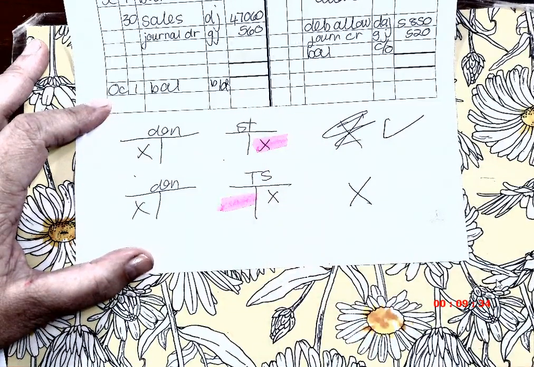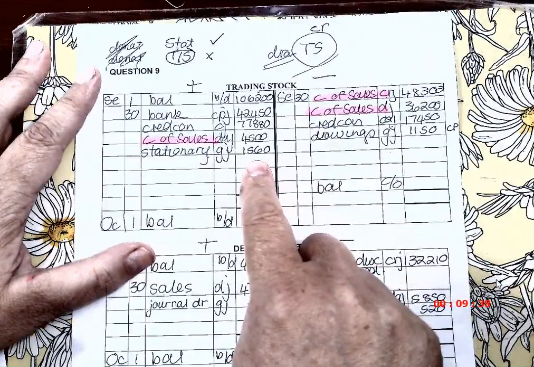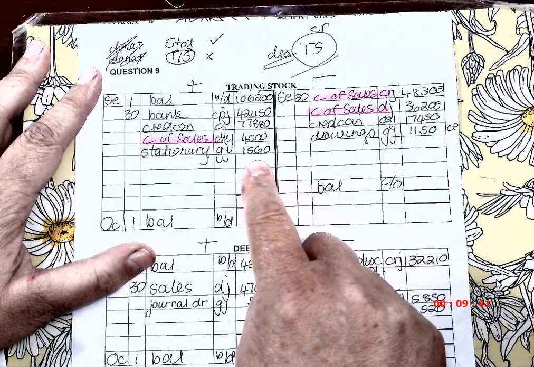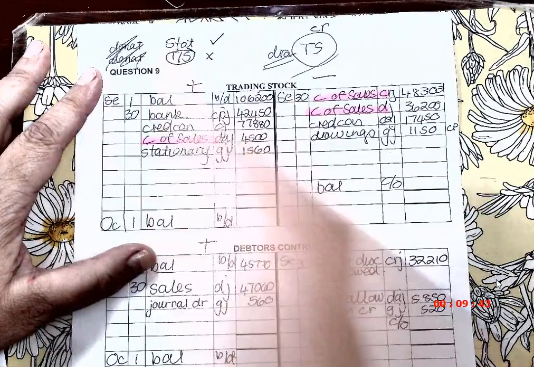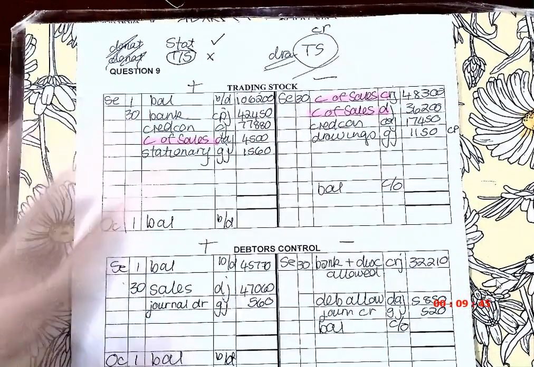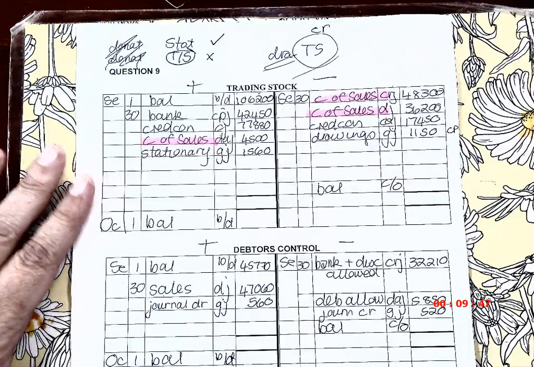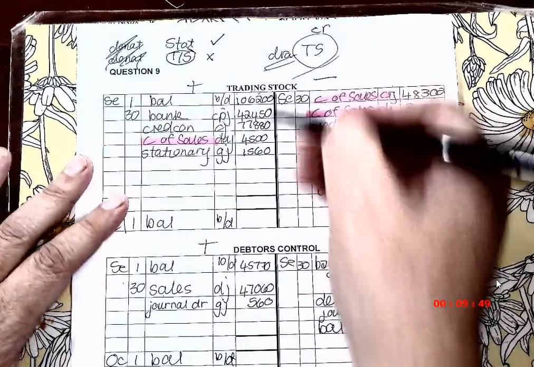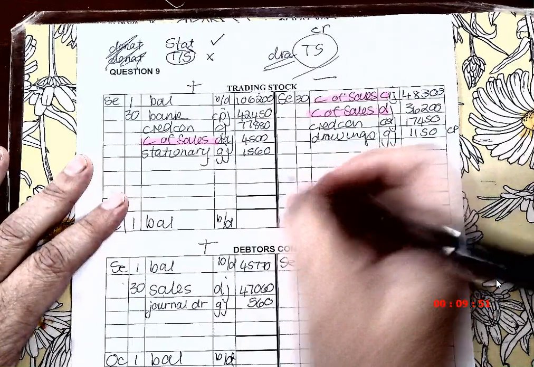So how do I take the trading stock out? I go debit side. And what am I going to credit? The right one, trading stock. And now I just need to balance. So let's make sure. I'm going to add the debit side. So I plus everything. What do I get?